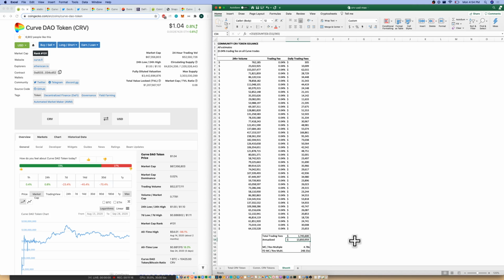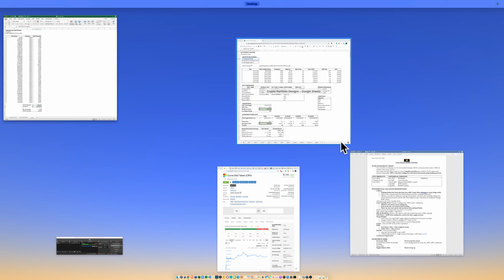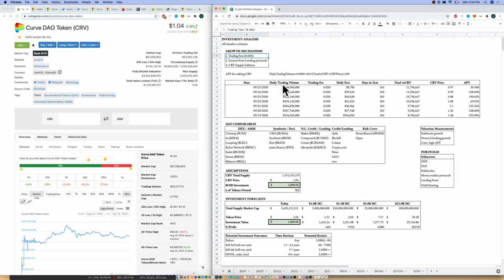This does not include any of our interest from lending protocols, as well as our incentives from different protocols like we saw with SNX. So this is probably a low ball. This is just for trading fees. Now going over to our Google Sheet where we'll end for today.